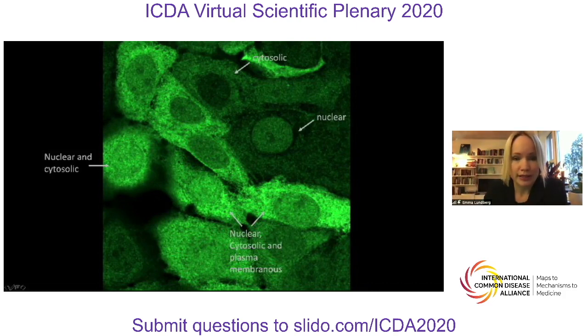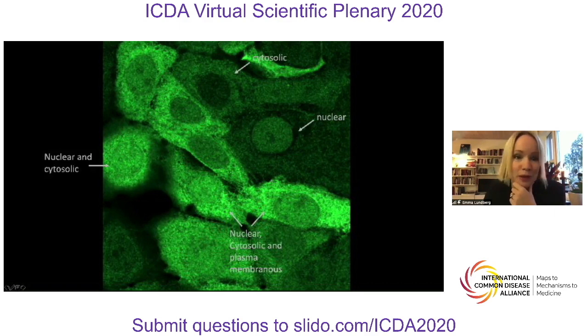If you're used to looking at microscope images, you can see that the protein is in some cells located to the nucleus, in other cells to the cytosol, in some cells both, and in other cells also to the plasma membrane. And then we also have this intensity difference. So there's also a great difference in expression level between these cells.